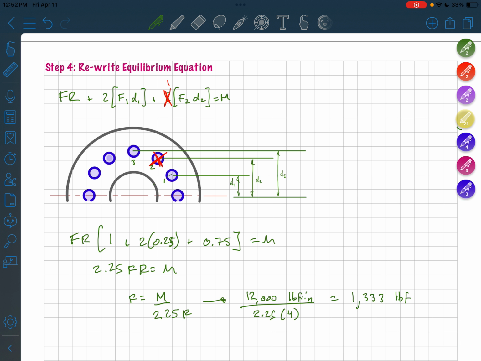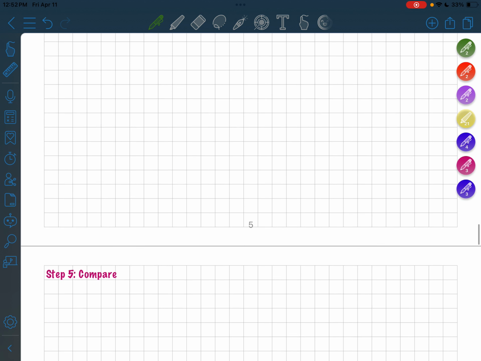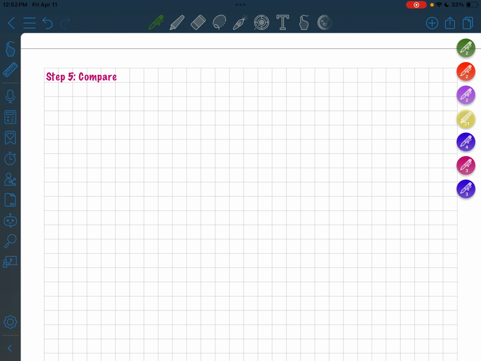Here we go. Now we can see the load has increased. Let's go to the last and final step here, and we're going to compare old force to new force and get our percent increase. Our percent increase in force is equal to F new over F original.